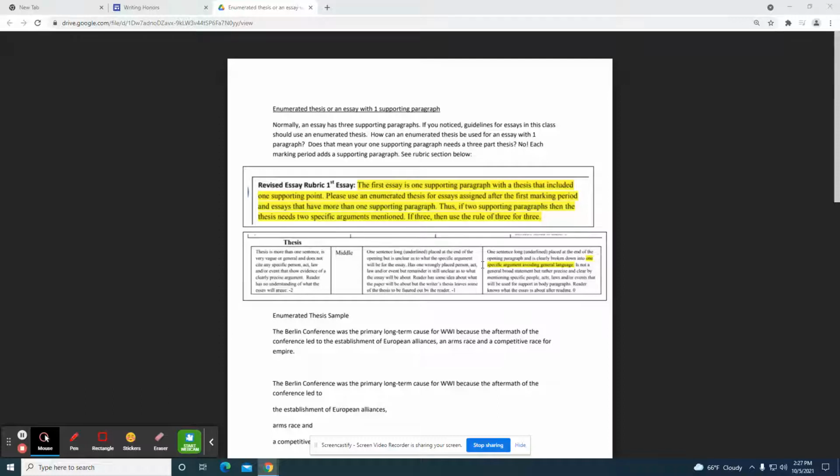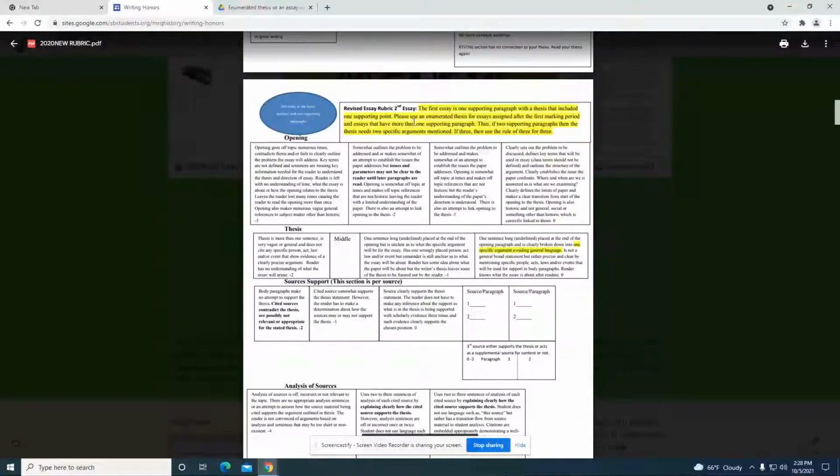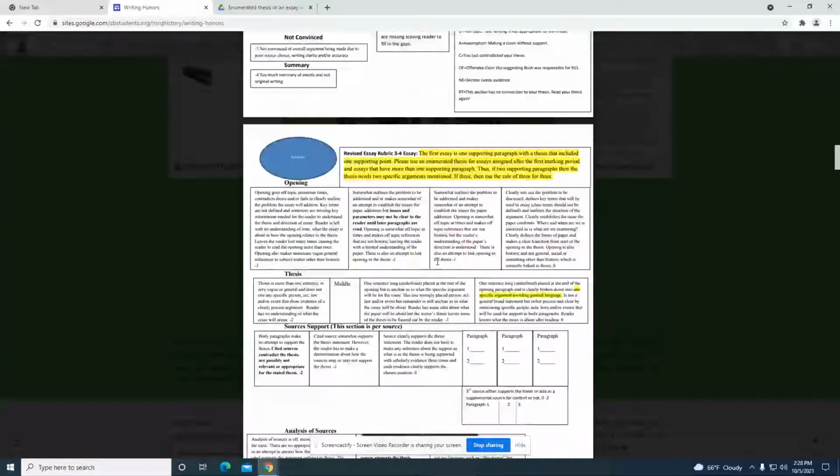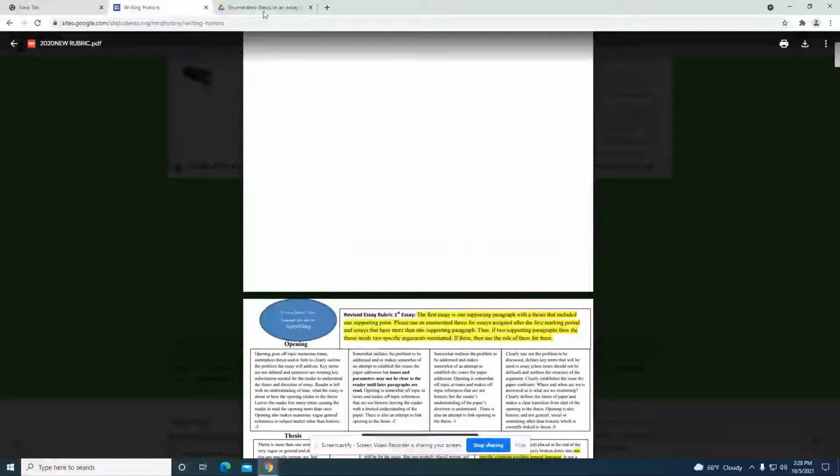This is a response to Anna K's question in class because she was asking about having an enumerated thesis and how that would actually work with the one paragraph requirement for the first essay. Now, when we're looking at the rubric here, this section, essays first rubric, it changes as you see the second, and then by the time we get to the third, if two supporting paragraphs, then this needs two specific arguments mentioned. If three, then use the rule of 3 for 3. So what exactly does that mean?